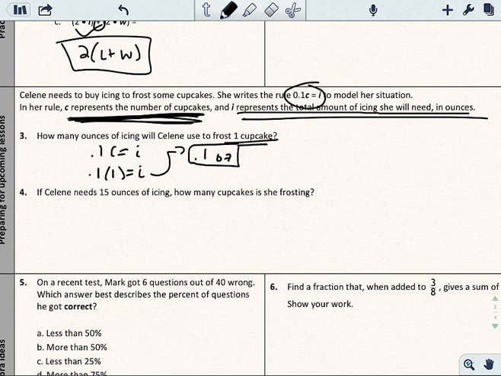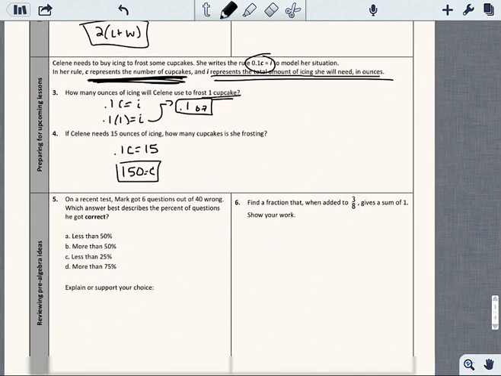If Celine needs 15 ounces of icing, how many cupcakes is she frosting? Well, in this case, we don't know C, but we do know I is going to be 15. So now the question is, 0.1 times some number is 15. And that number is actually 150. So C is equal to 150.